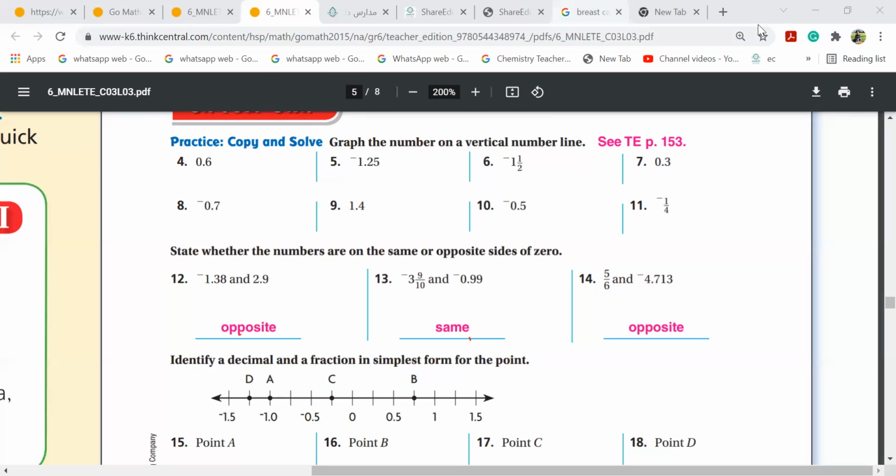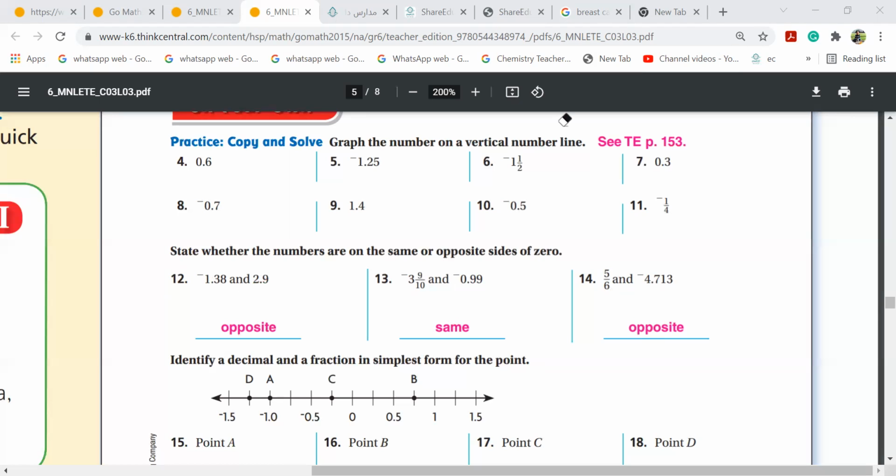Miss, I don't understand question number 12, 13, or 14. Right here, you have a number line. Don't you think so? They are on the opposite sides. And the other one? They are on the same side, because both are negative. See, both are negative. They are on the same side. And here, one is positive, the other is negative. So they are on opposite sides.